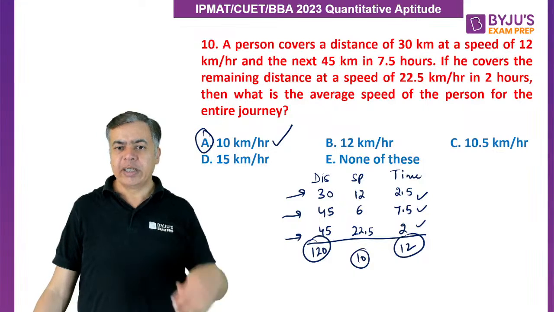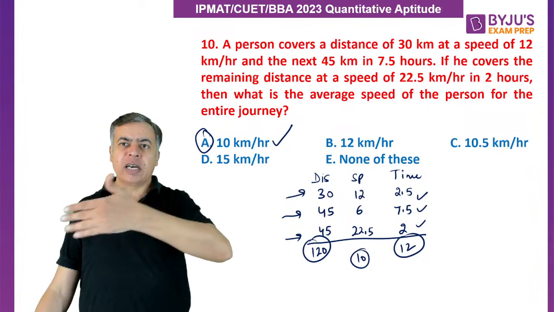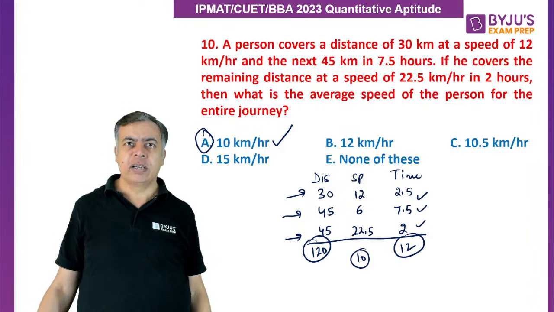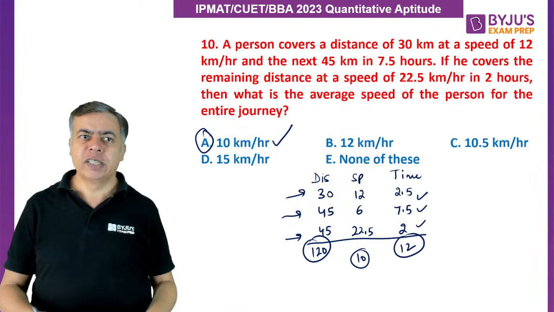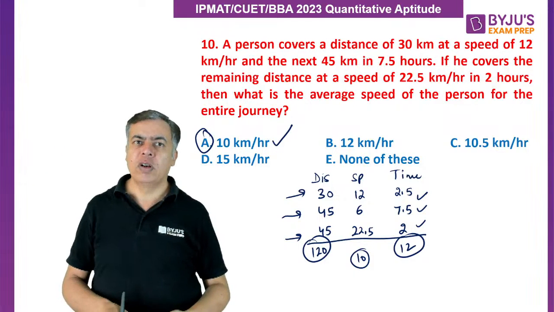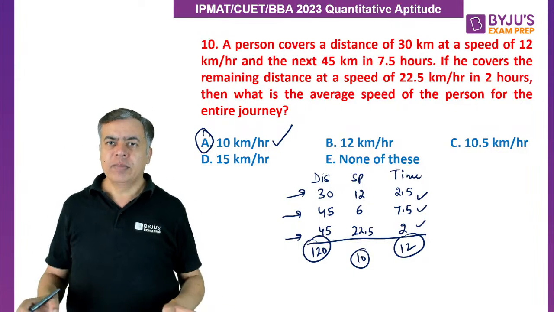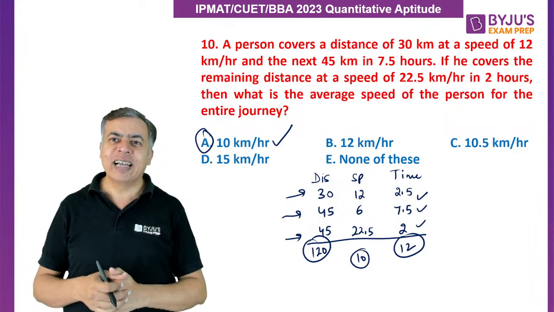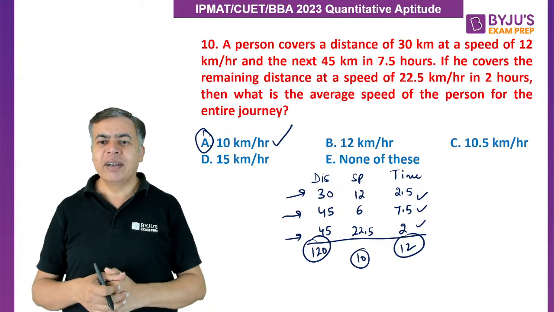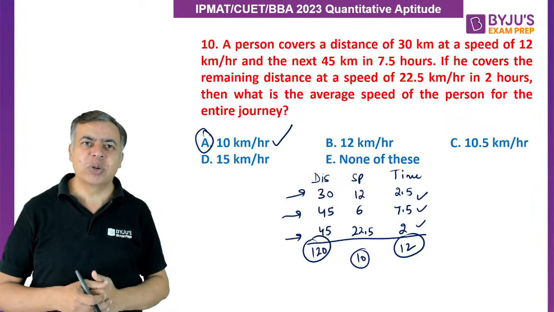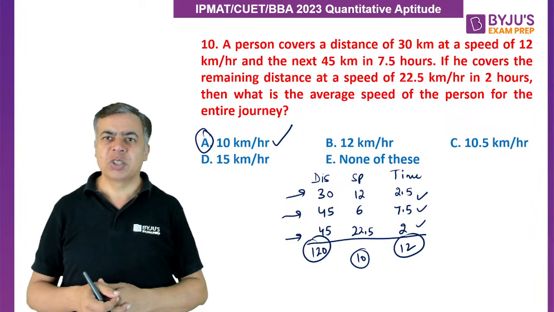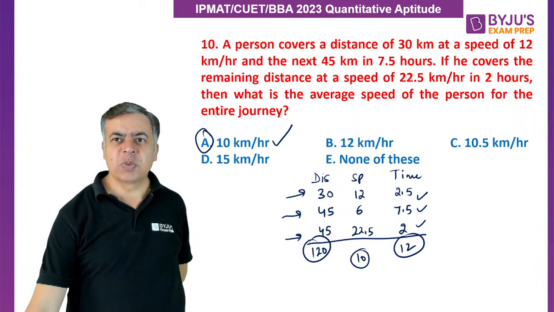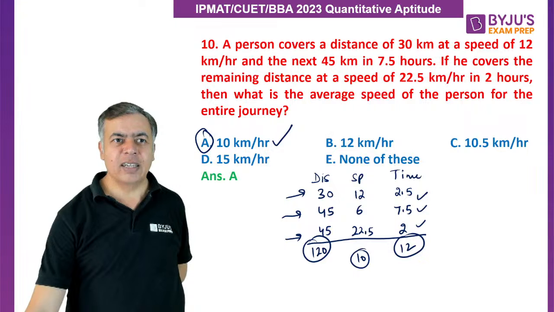You write distance, speed, time for all the different parts covered at different speeds, then total distance and total time. Speed you will not add or subtract like that, but distance can be added, time can be added. So total distance by total time will be the net average speed. Let's move to the next one. Option A is the correct answer.